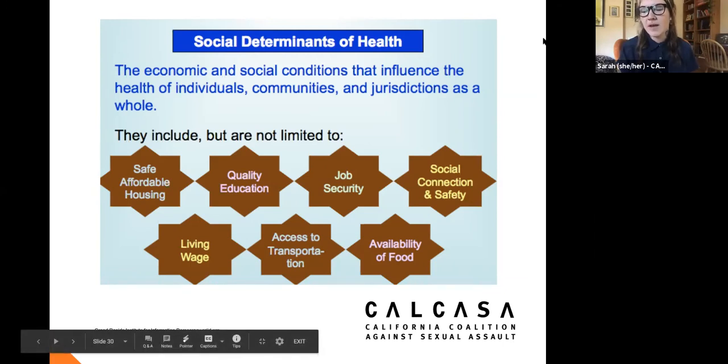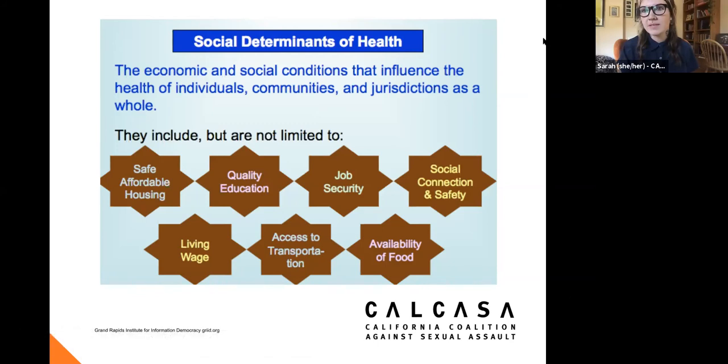Okay, excellent. So we're getting a good amount of thumbs up, a couple thumbs down. Okay, so the social determinants of health are basically the conditions in which people are born and grow and work and play and socialize. And these conditions are shaped by the distribution of power and resources. We know through the public health lens that social and environmental factors really shape a person's overall health, and experiences of sexual and interpersonal violence are no exception to that.